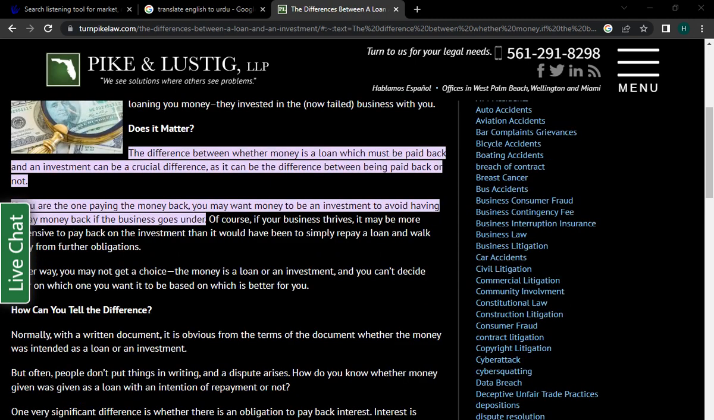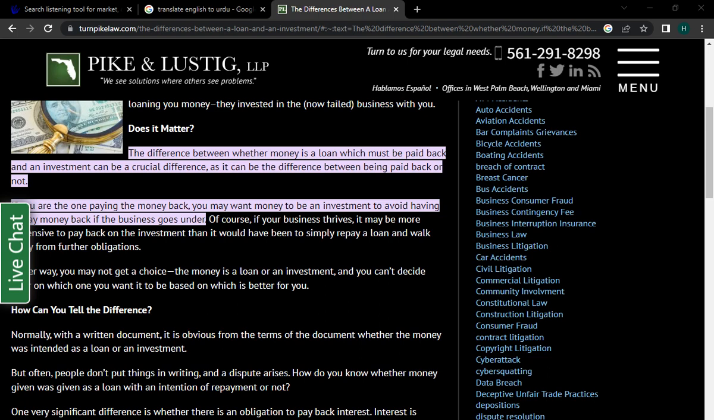Normally with a written document, it is obvious from the terms of the document whether the money was intended as a loan or investment. But often people don't put things in writing and a dispute arises. How do you know whether money was given as a loan, with intention of repayment, or not?